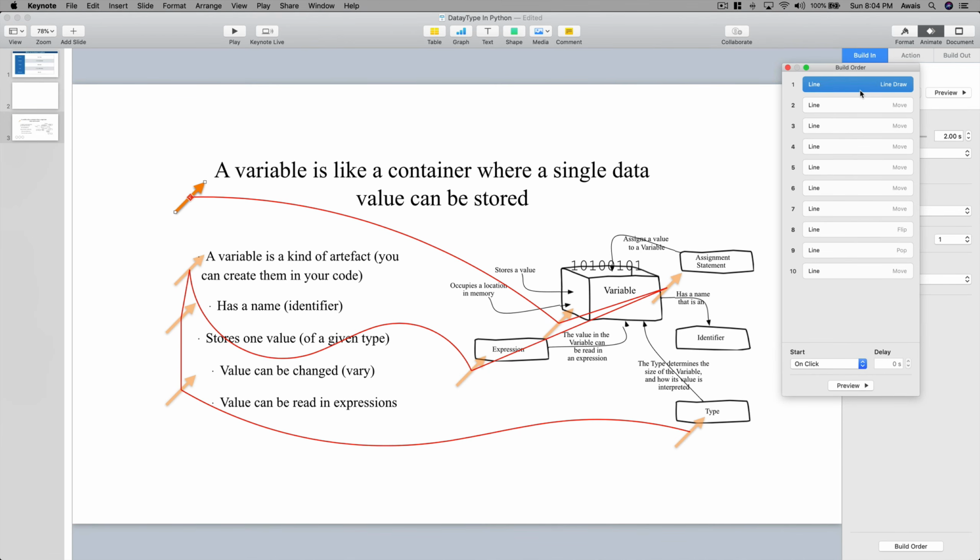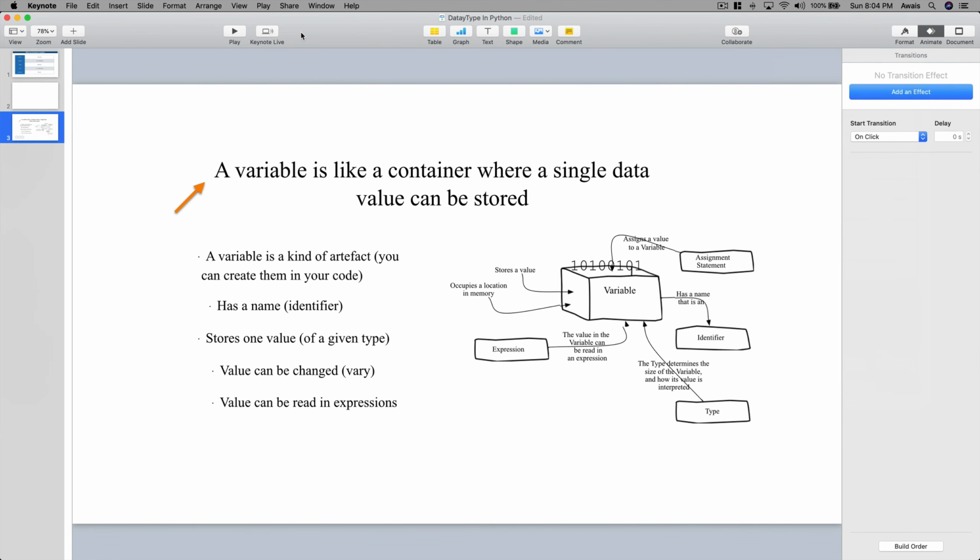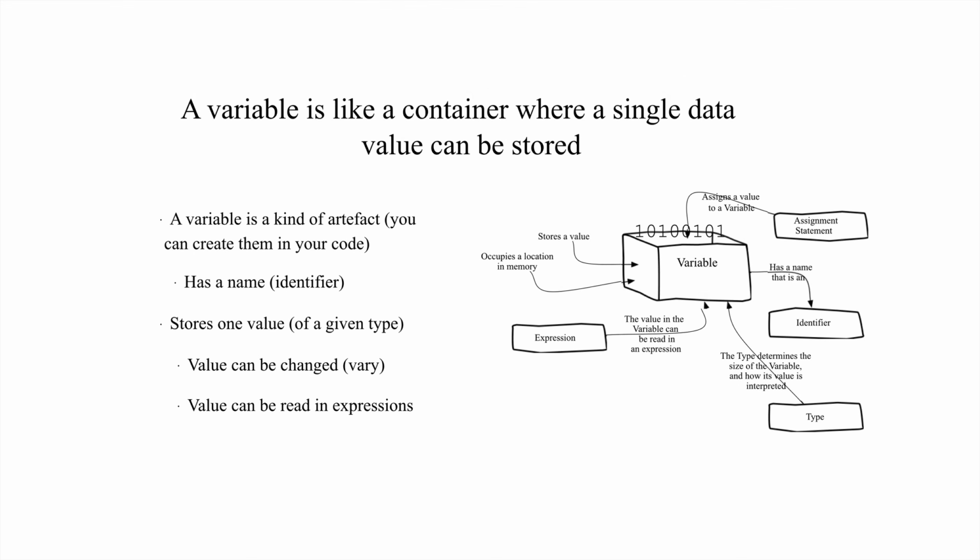It says the first one is a line draw, then a move, move, move, and then here we have a flip, here we have a pop, and then here again we have a move. Let's visualize this. Click on the play button, and now I'm going to press spacebar. Let's say, for example, I will talk about this: a variable is like a container, blah, blah, blah.